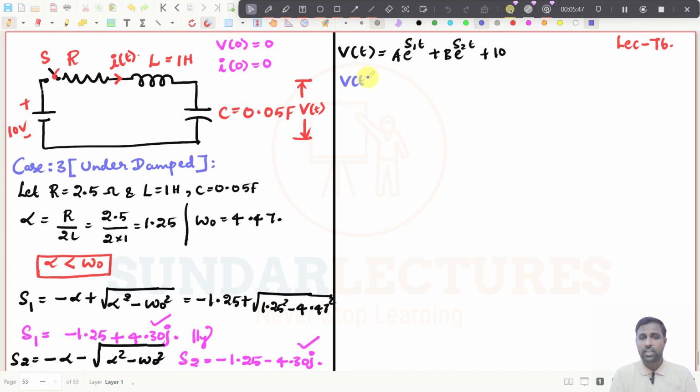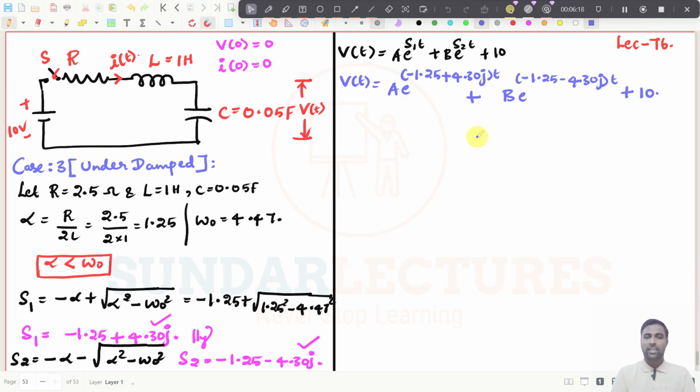So v of t can be written as a e power, what is s1? It is nothing but minus 1.25 plus 4.30 j into t, and then in between there is a plus, so b e power, this value is minus 1.25 and minus 4.30 j, the whole term will be multiplied by t, then it will be plus 10.